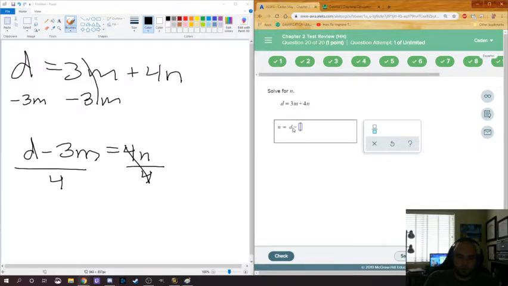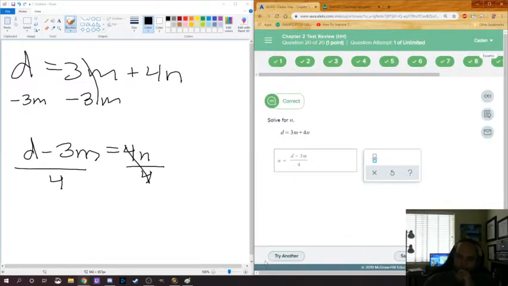D minus 3m all over 4. If you're wondering how I'm getting this to go all over, by the way, if you type over 4, you'll get this. If you select it all, then hit divide, then it puts it all over that, all nice and neat for you there, okay?